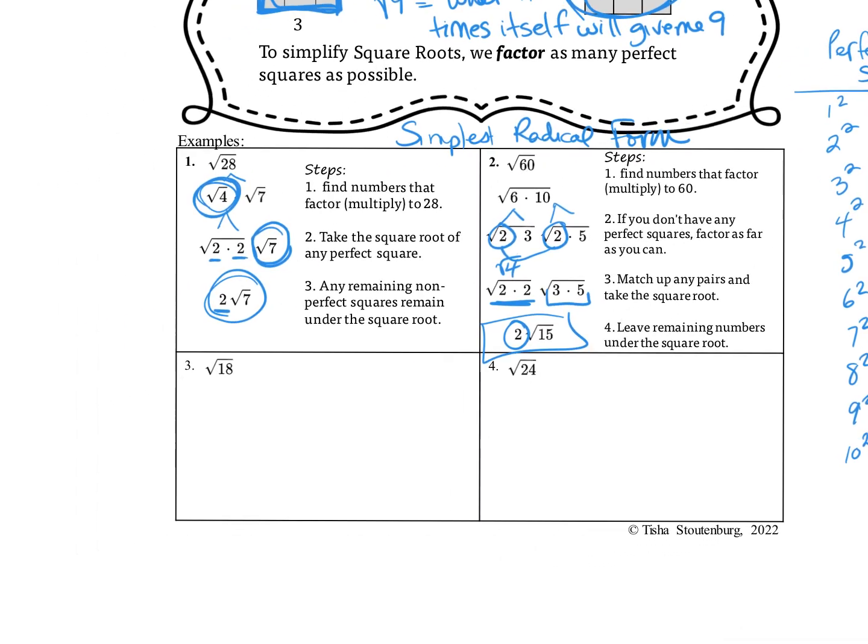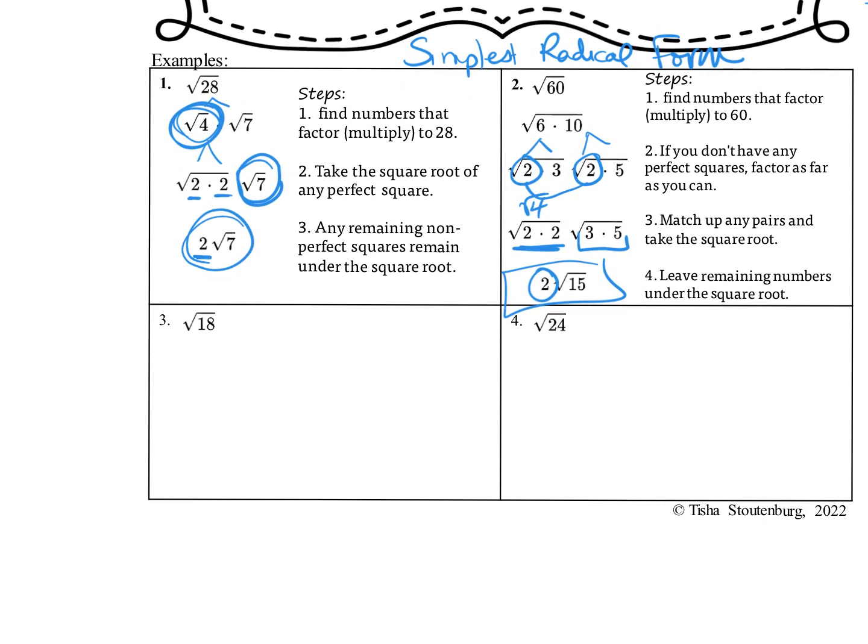Okay, so let's take a look at number 3, square root 18. Now the square root of 18 I can do 2 different ways. The first is, well, I know 9 is a perfect square, because 3 times 3 is 9, and 9 times 2 will give me 18. So square root of 9 is 3, and the square root of 2, there's no whole number value that will give me the square root of 2 that isn't a decimal. So this is my final answer here.